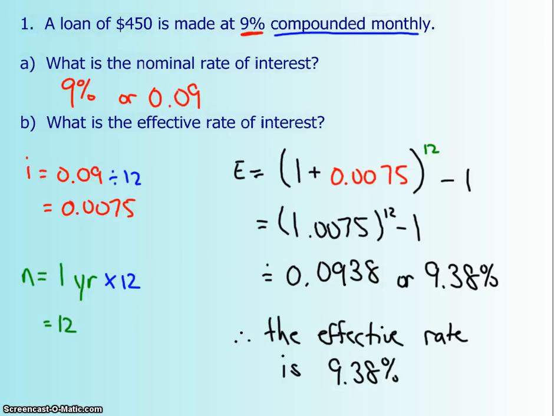Let's consider a loan for $450 that's made at 9% compounded monthly. That 9% is your nominal rate of interest. But what exactly is our effective rate of interest? So instead of making these payments every month towards a loan, I might want to just make the payment once a year. So then I'm going to find my effective interest rate.